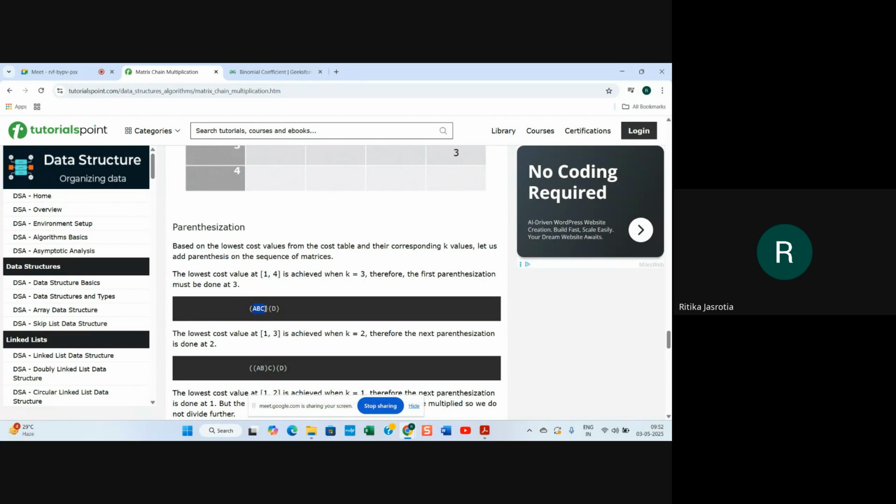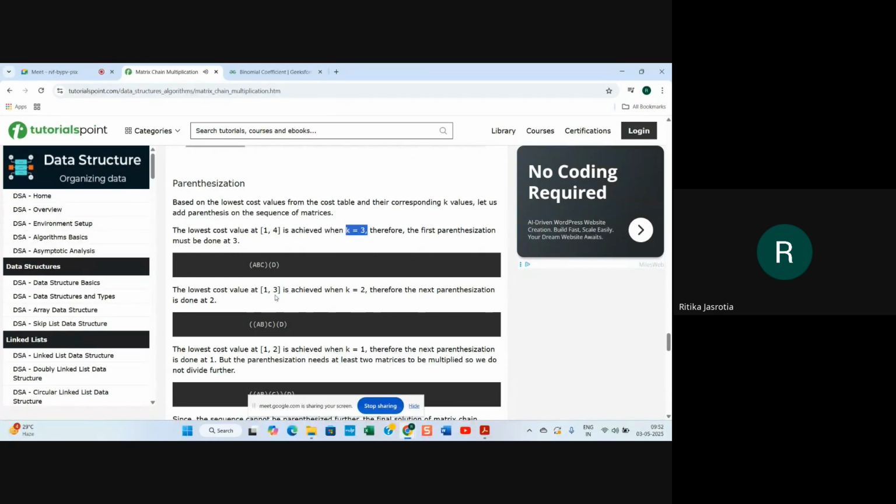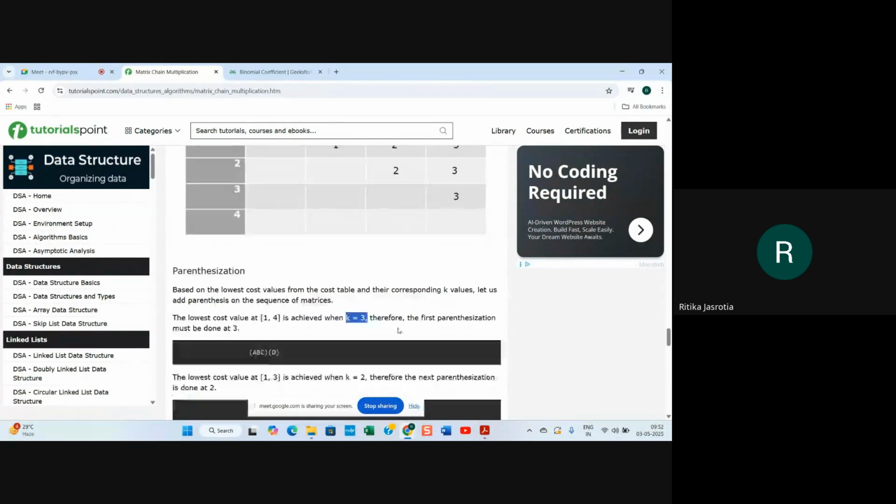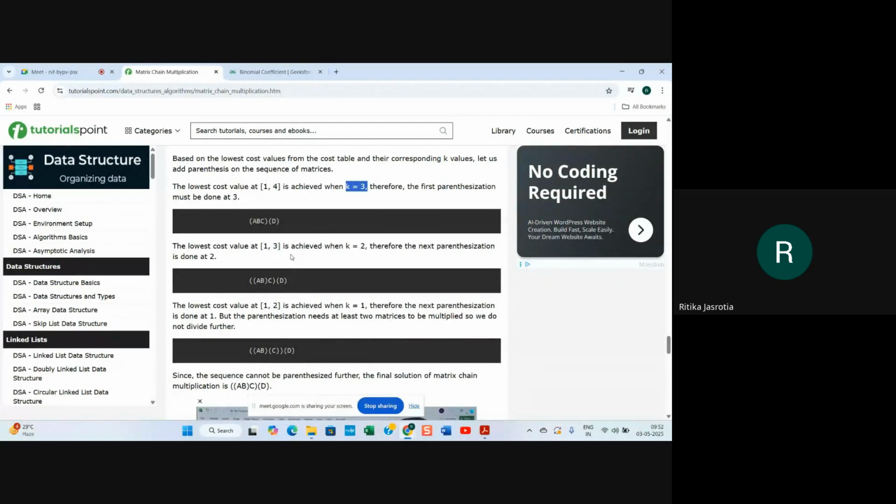After this, they are saying that after 3 matrices the first parenthesization should be done, right? Because k is 3. At 1, 4 the lowest cost value at 1, 3 is achieved when k is 2. Therefore the next parenthesization is done at 2.